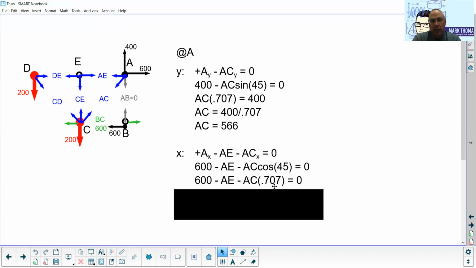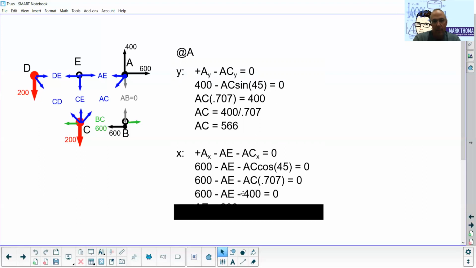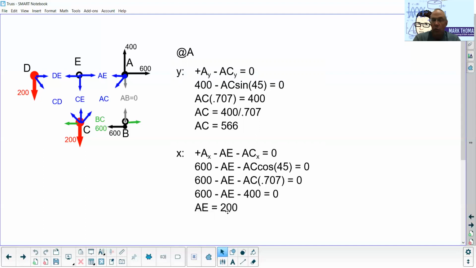Whenever we look at this, cosine of 45 also is 0.707. And whenever I substitute in, I could actually take the 566 here and plug that in right here and figure it out. Or I could recognize that AC times 0.707, I already had listed right back up here. So I actually know that AC times 0.707 is supposed to give me 400. So that's actually the substitution that I'm going to make in here. And solving for AE, we get AE is 200.